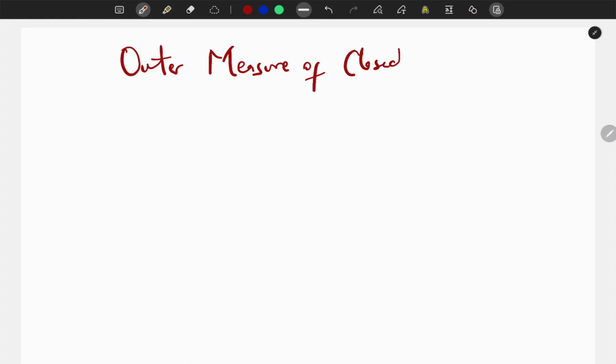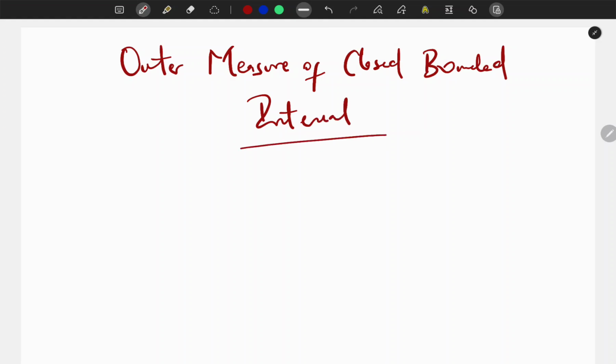So in our previous video, we checked the outer measure for some open interval. So we were able to check some good properties of outer measure, likewise the countable subadditivity of outer measure.